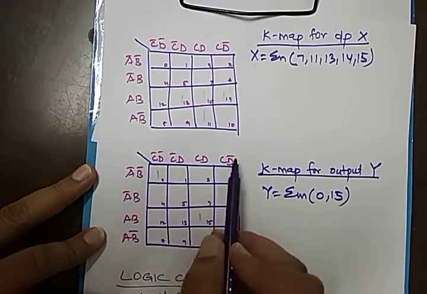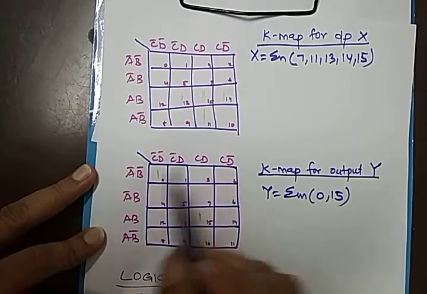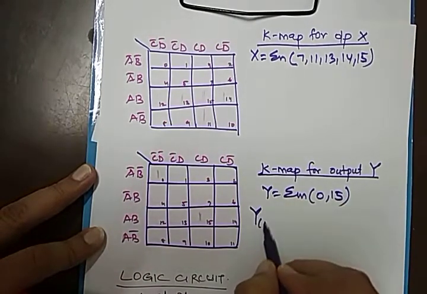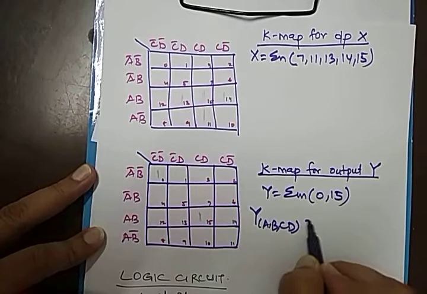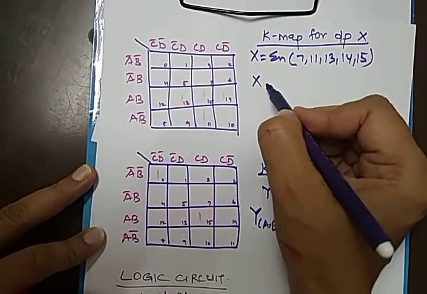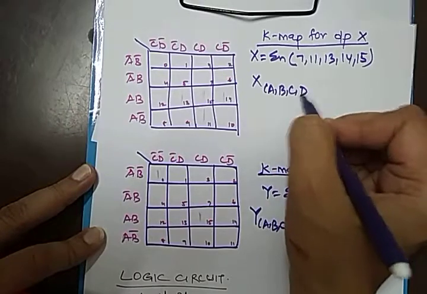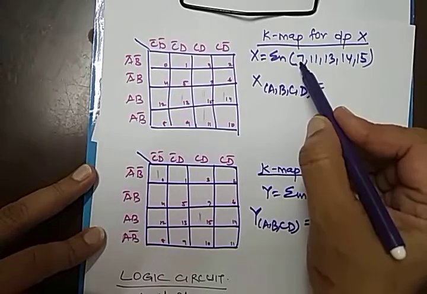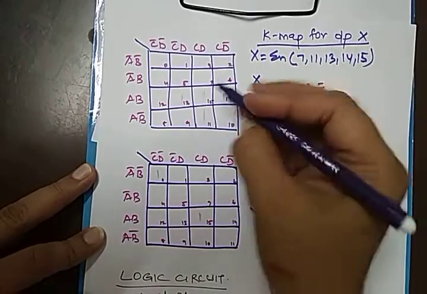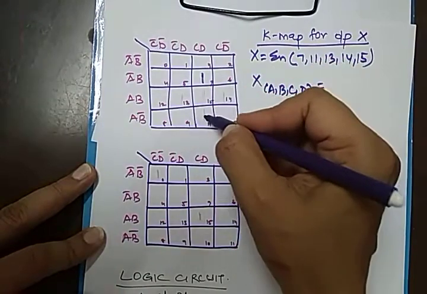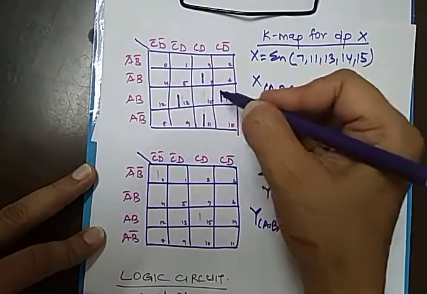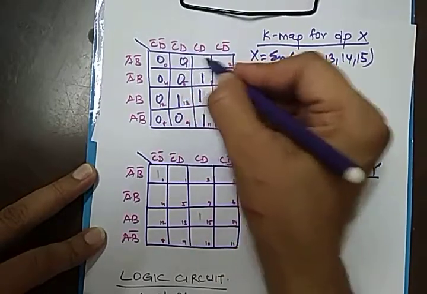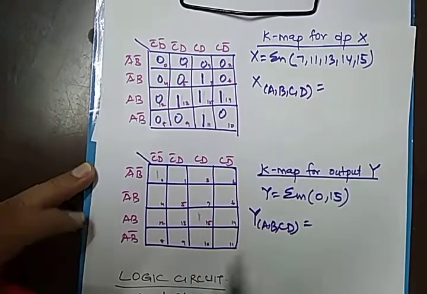Do the labeling properly and the numbering properly of the input variables A, B, C, D. We may write this as y, A, B, C, D. And here we have to find what is the simplified function for the output x. So let us just start filling the map. 7, 11, 13, 14, 15. So there's a 1 in 7, 11, 13, 14, 15. The remaining boxes will be 0. So this is how the K-map is filled.